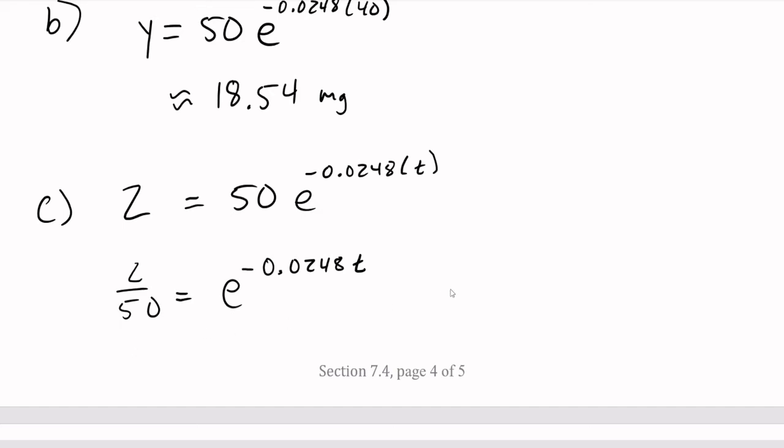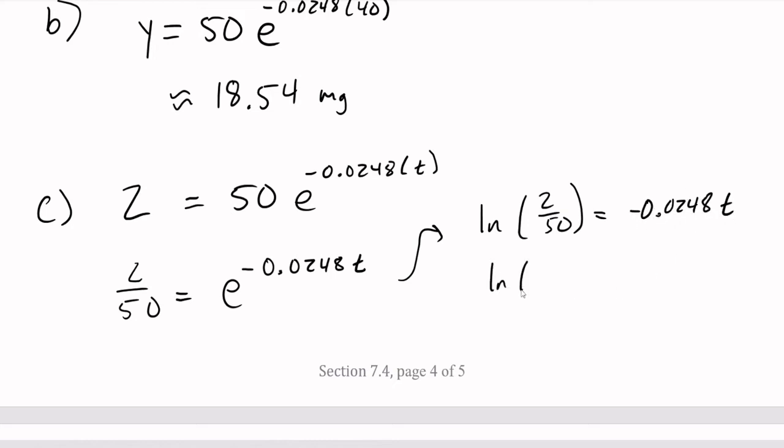And then you're going to log both sides, right? So we'll get log 2 over 50. You want this to be negative so that they cancel later. Log the right side, the e goes away, 0.248t, and then divide.